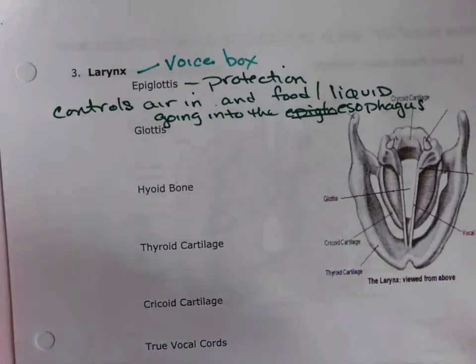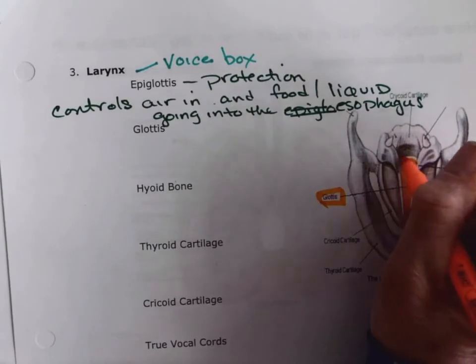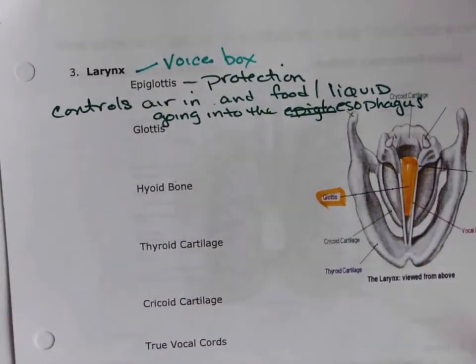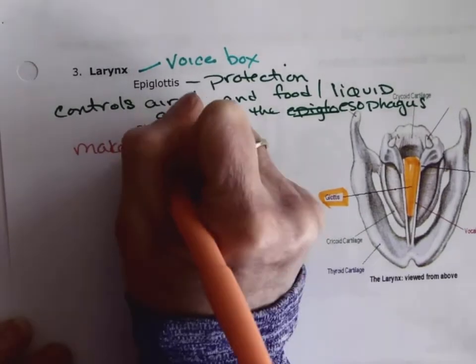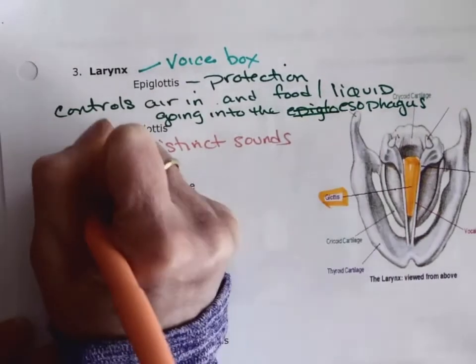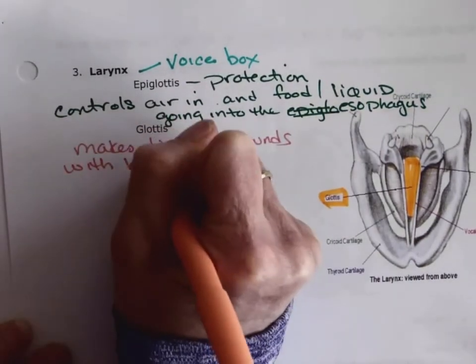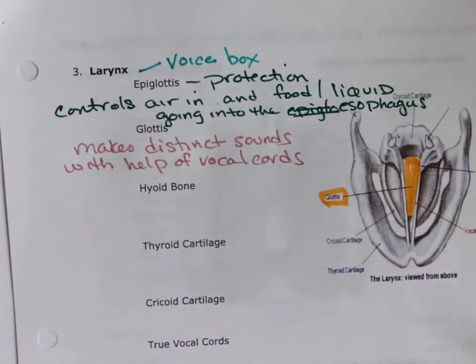So, when we look at this, it's divided into a couple of parts. This inner area is called the glottis, which is why it's nice to have some highlighters sometimes. The glottis's job is to make distinct sounds with the help of the vocal cords. So they're going to help with that vibrational piece.